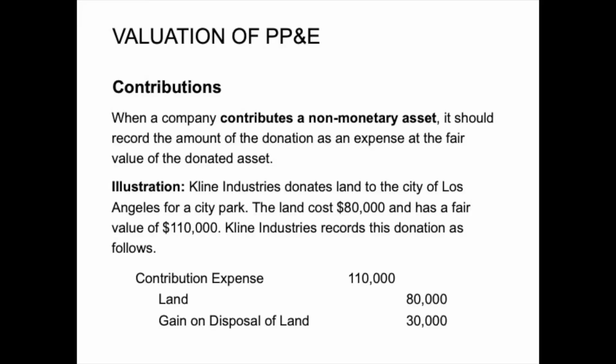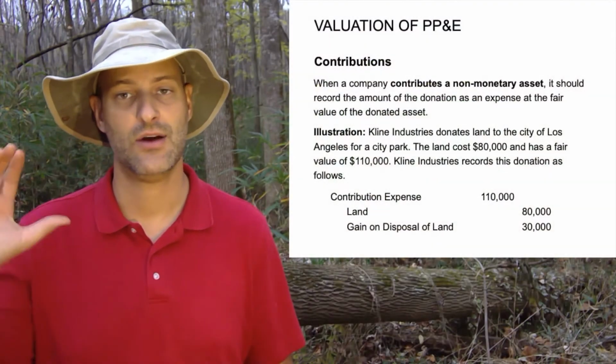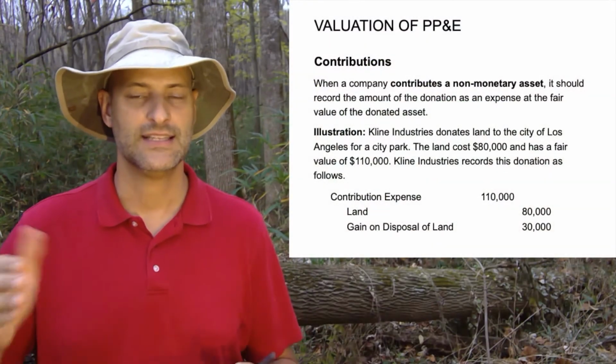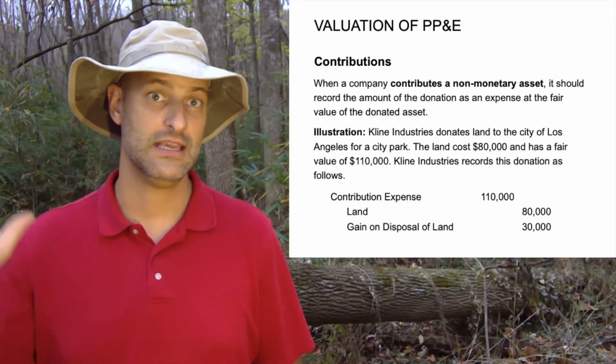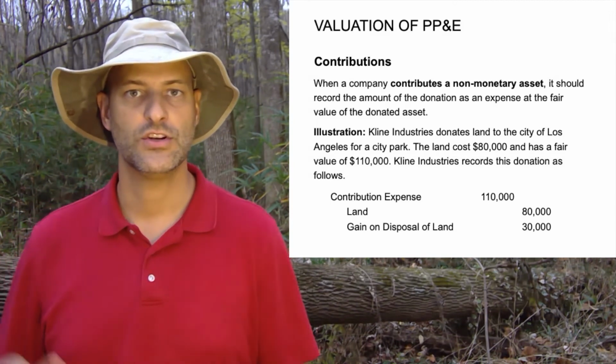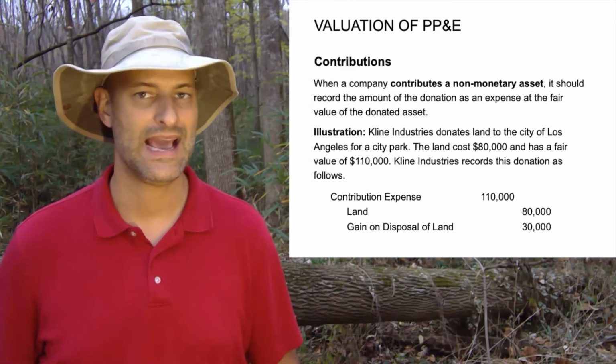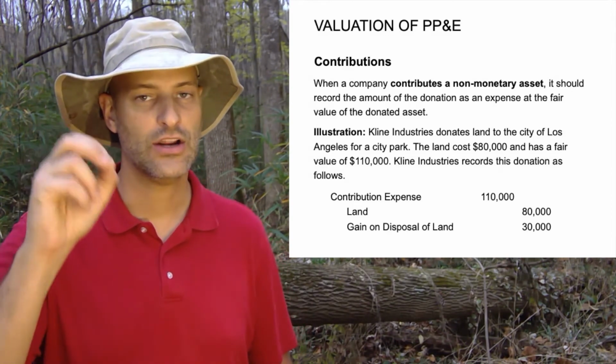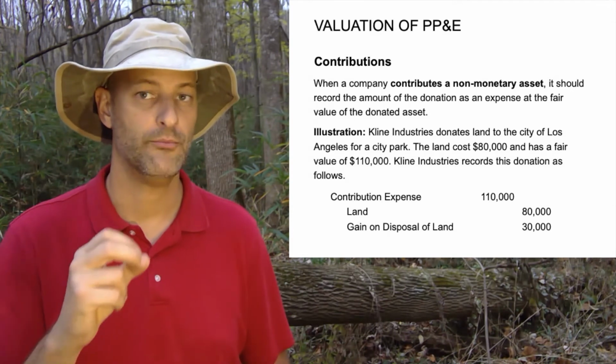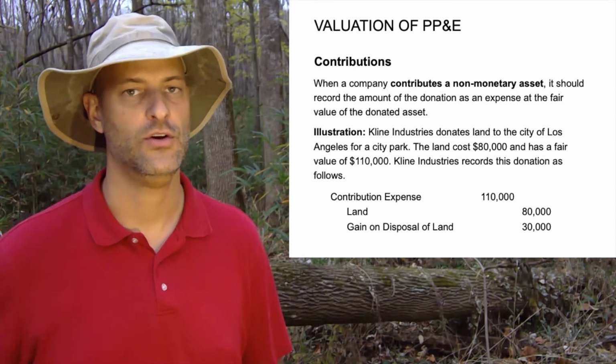Now, when a company contributes a non-monetary asset, it should record the amount of the donation as an expense at the fair value of the asset donated. So now we're kind of flipping it, where instead of receiving the asset, we're actually giving it up, and we're going to recognize an expense for the fair value of the donated asset, not our historical cost or our book value. It's going to be the fair value of the asset given up.